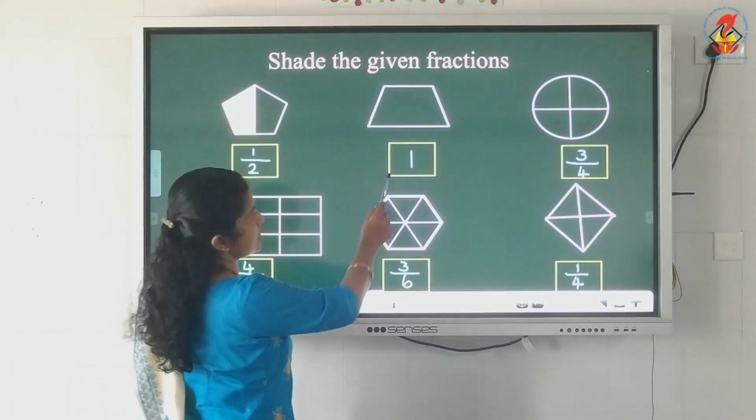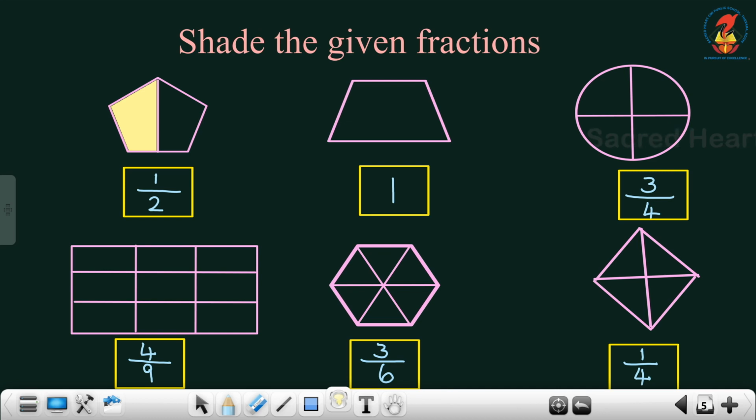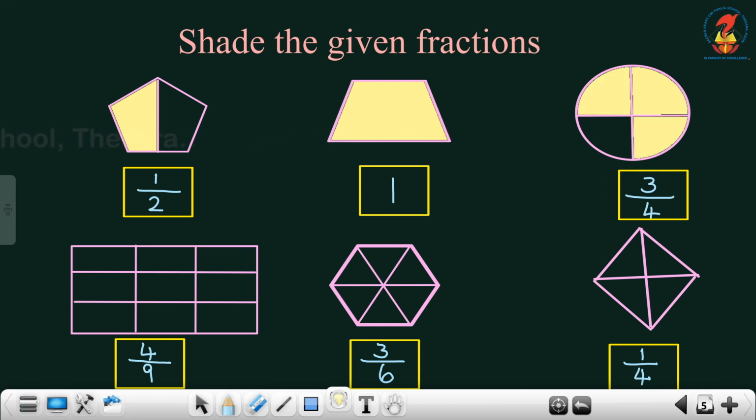Understand? Now what is the next fraction? 1. That is one full thing you have to shade. So this is 1. Understand? Now next is 3 by 4. So how many portions you have to shade? 3 portions you have to shade. How many equal parts are there? 4 equal parts. Out of 4 equal parts you have to shade 3. 1, 2, 3. Understand?